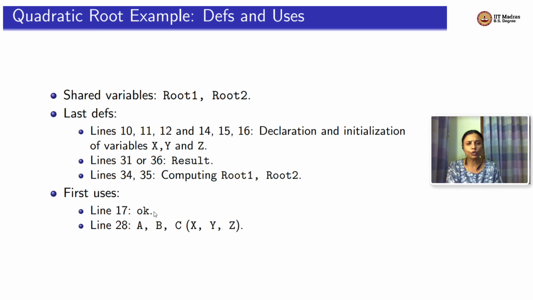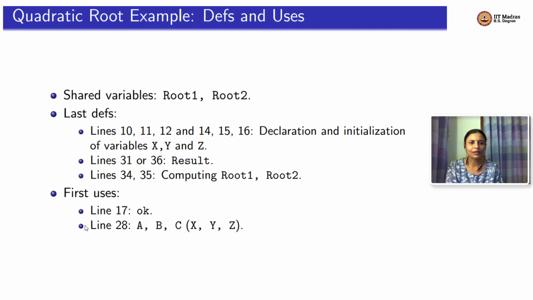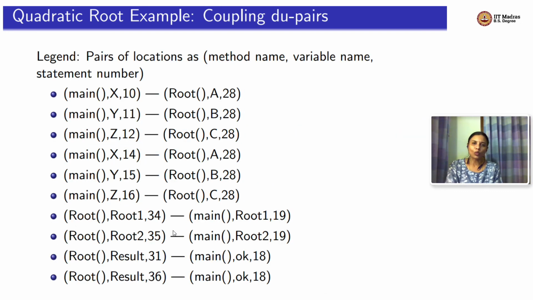First uses: result is assigned back to OK in line number 18. Sorry, this should be line 18, not line 17. And X, Y, Z are assigned back values A, B, C. Is this okay? So now I'm just listing the coupling DU pairs in a different style.